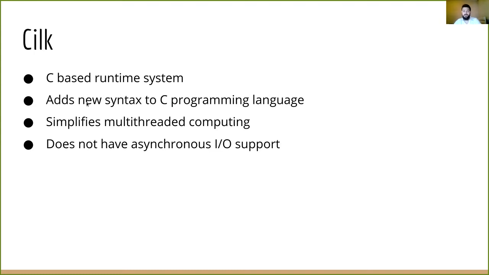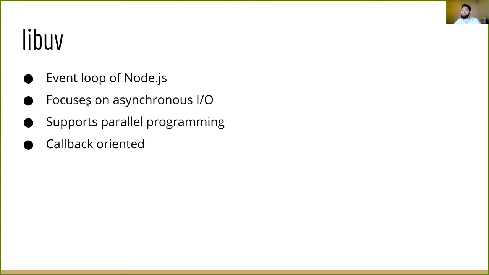As for the I/O-focused tools, one of the proposed solutions is libuv. libuv is built as the event loop of Node.js, which is a very popular and highly used JavaScript runtime. It is an event-based library, focusing especially on asynchronous I/O while providing features for parallel programming. From the functionality perspective, it proposes a similar solution to the problem we defined. As for programming style, libuv is designed with callback functions.